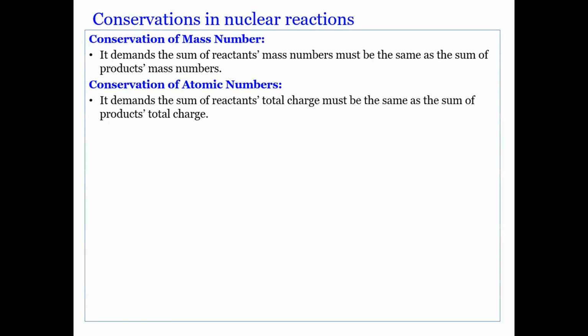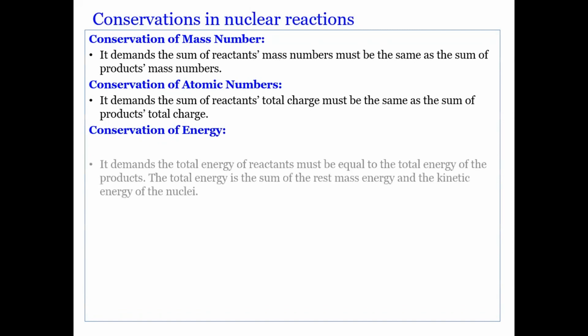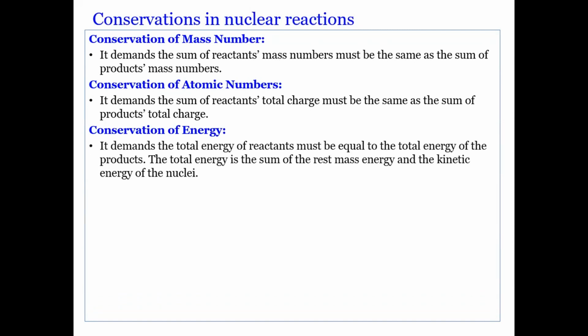It means that the sum of the reactants' total charge must be the same as the sum of the products' total charge. So charge cannot go anywhere in the nuclear reaction. Conservation of energy must take place. It demands that the total energy of the reactants must be equal to the total energy of the products. The total energy is the sum of the rest mass energy and the kinetic energy of the nuclei.